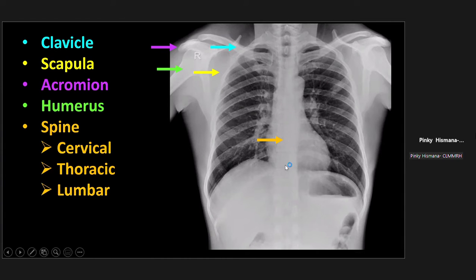So this is your spine. This represents your vertebral bodies, the squares here. And this one that you see here represents the spinous process.